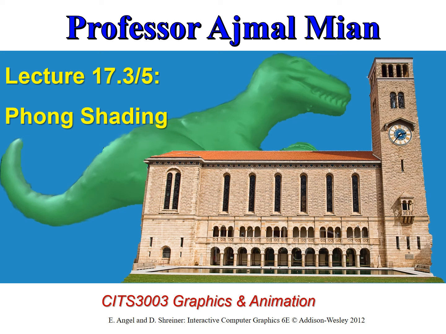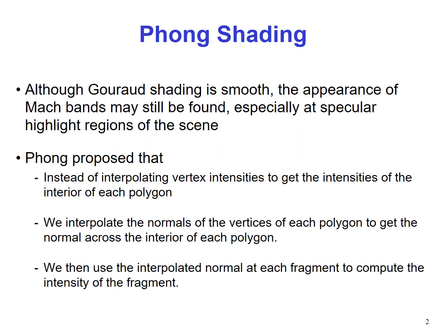Now let's talk about the Phong shading model, which is the best of the three shading models. Although Gouraud shading is smooth, the appearance of Mach bands is still obvious. Mach bands are exaggerated contrast changes between edges. And this effect is more prominent at specular highlight regions of the scene.